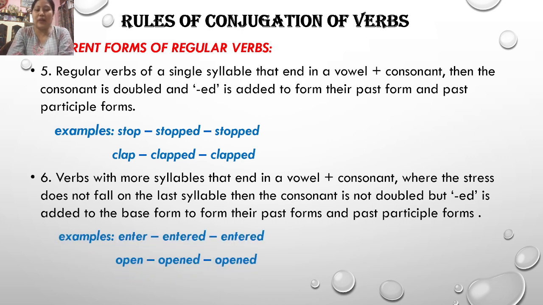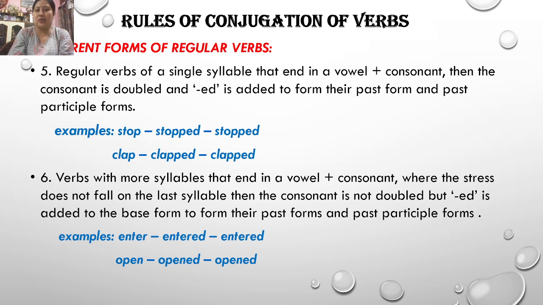Now see the words enter or open. If you say enter, there are two syllables. So here also the last two letters are a vowel and a consonant, but the consonant is not doubled; we simply add ed to form the past form and the past participle form. Similarly, open also has two syllables, and the last two letters are a vowel and a consonant, but the consonant is not doubled here.